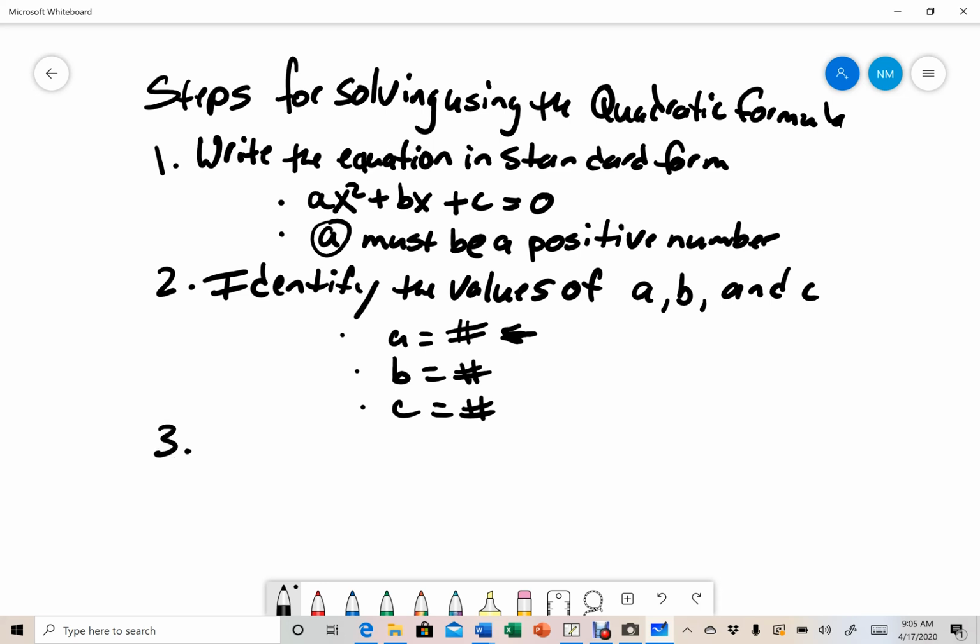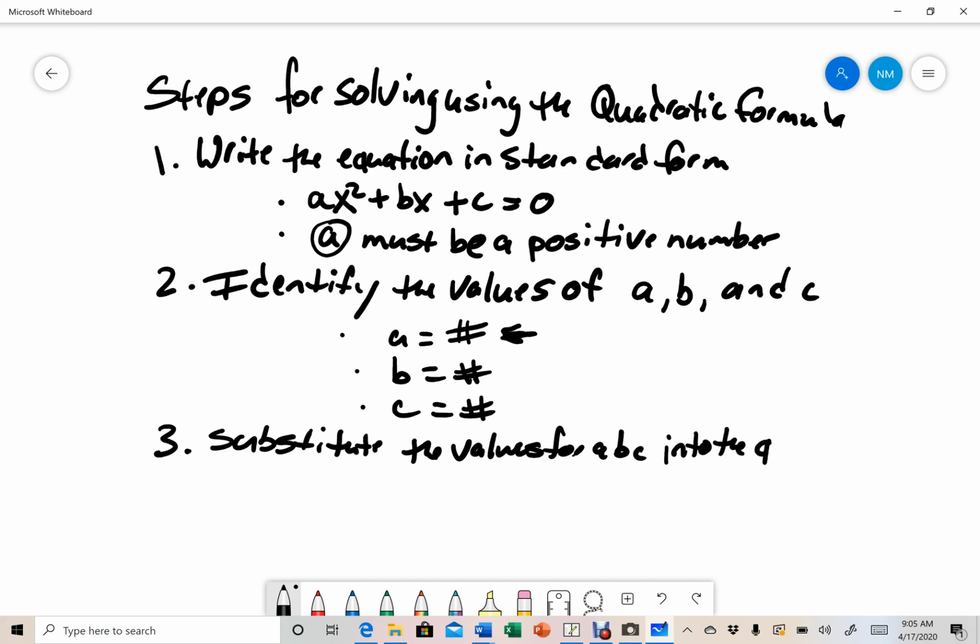Step number 3 is we're going to substitute the values for a, b, and c into the quadratic formula. Okay, so like I said, we're just going to plug in a, b, and c and basically just solve. And then number 4 would be solve. Number 5 is going to be to check. Okay, so here are your steps then for solving using the quadratic formula.